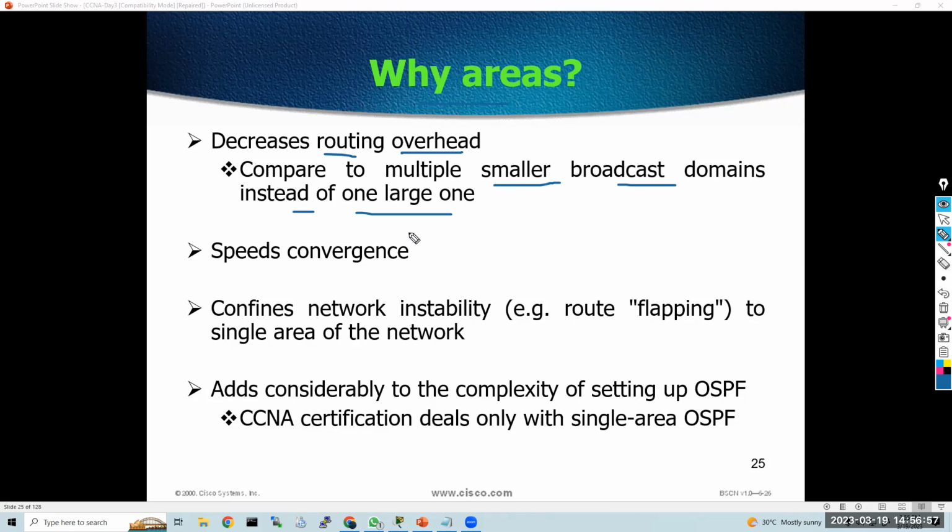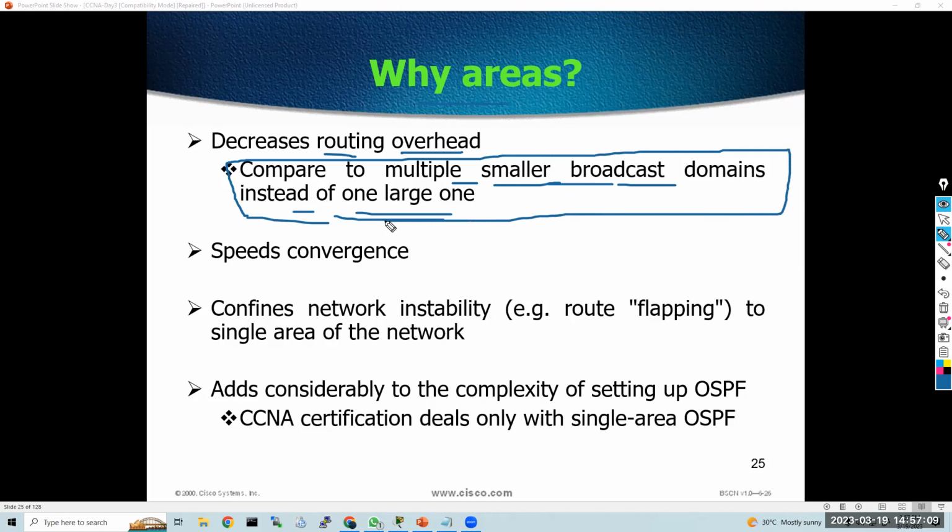Same thing here also. It means multiple small broadcast domains instead of one large one. If any change happens, it will update to all within that area only. One more good thing is it will improve your convergence speed. Okay, so config for your network.